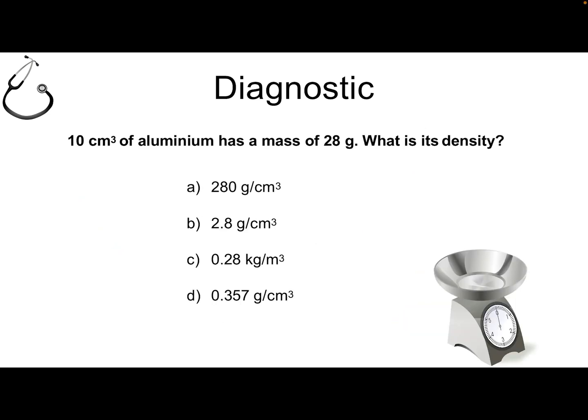10 centimeters cubed of aluminium has a mass of 28 grams. What is its density? Okay, stop your video and have a go. Okay, very simple. Density equals mass over volume. Mass is 28 over volume of 10 equals 2.8, and the unit of measure would be grams per centimetre cubed. So the answer is B.